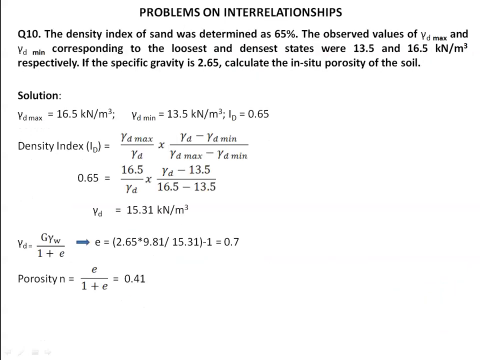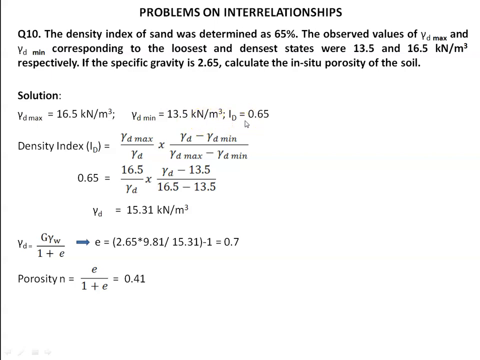Next example is, the density index of sand was determined as 65%. The observed values of maximum dry unit weight and minimum dry unit weight corresponding to the loosest and densest states were 13.5 and 16.5 kilonewton per meter cube respectively. If the specific gravity is 2.65, calculate the in situ porosity of the soil. So here maximum and minimum dry unit weights are given corresponding to loosest and densest states, as well as the density index is also provided.